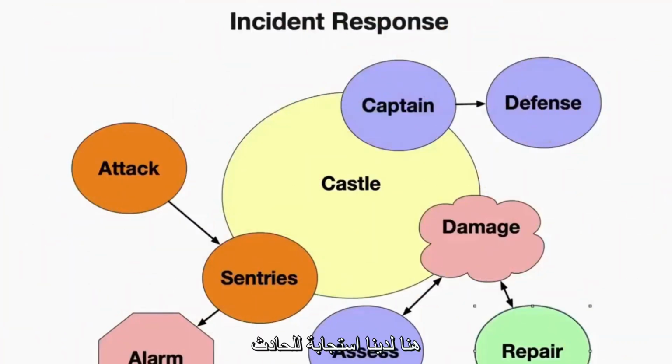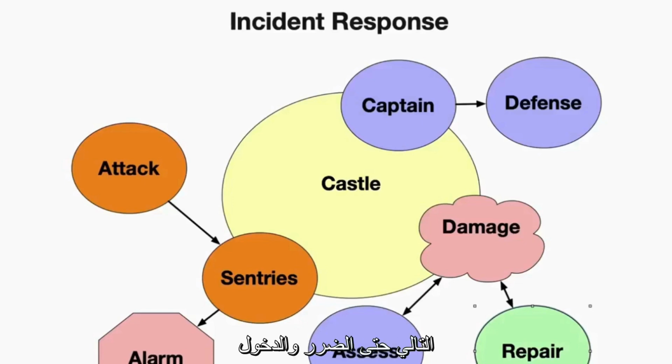Here we have an incident response diagram for a medieval castle, and we're going to take a look at what an attack against the castle would actually trigger. So having an effective incident response plan is really important to defend the castle. So first up, the sentries would raise the alarm to warn of a breach. Then the captain would coordinate the defense strategy.